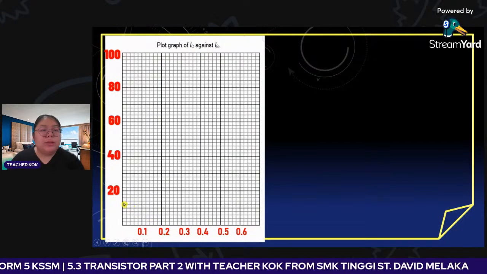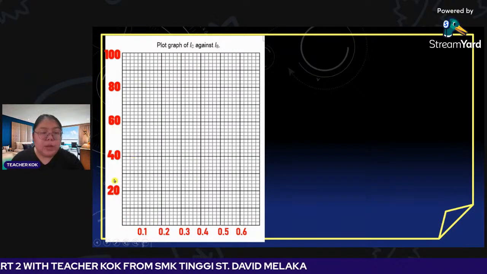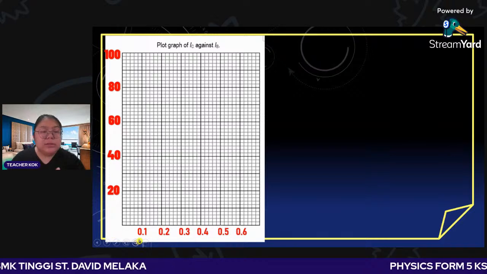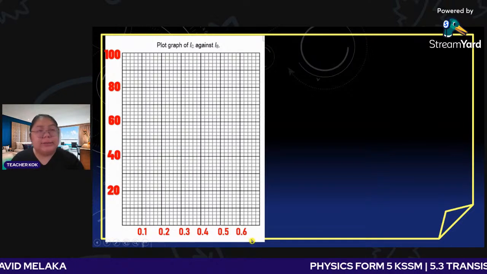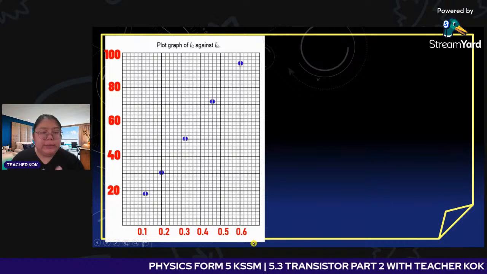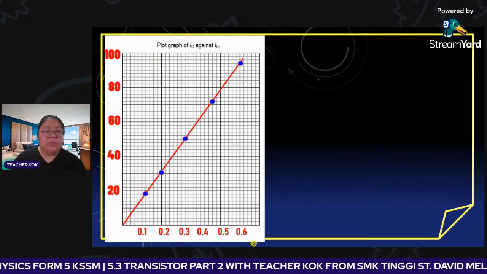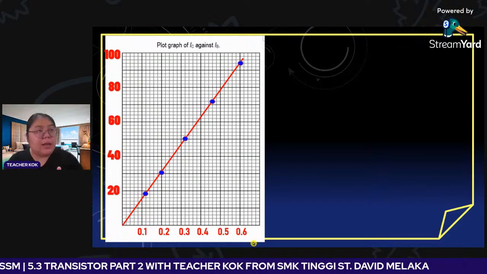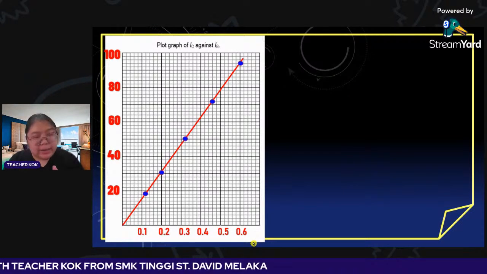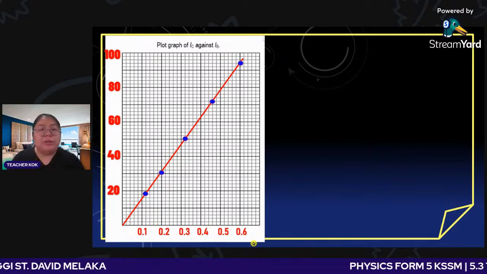So I put 20. When you plot the graph, make sure it is consistent: 20, 40, 60, 80, then 100. We start from 0, then 0.1 until 0.6. Then all the points we transfer in. After that, we plot, and there's one straight line passing through the origin. So we can say IC and IB are directly proportional.